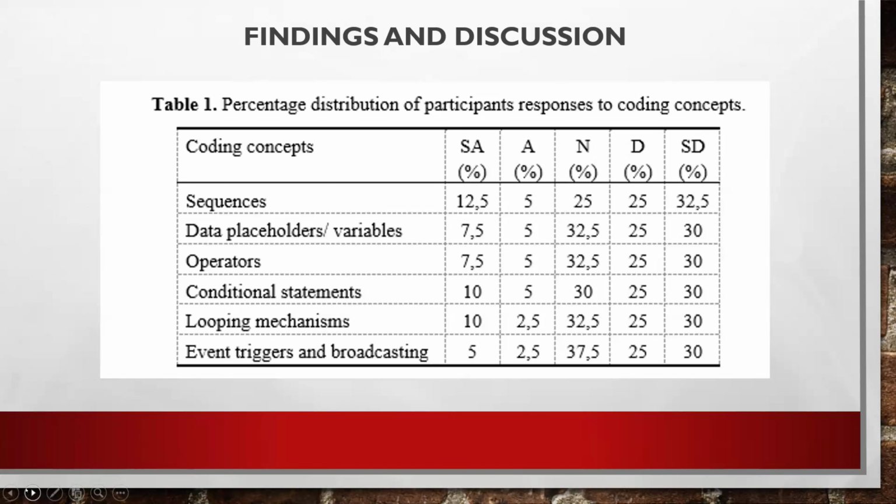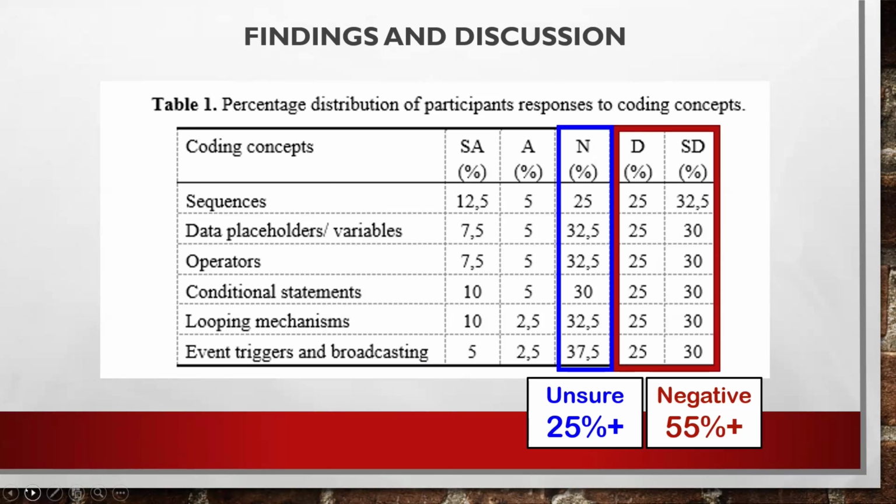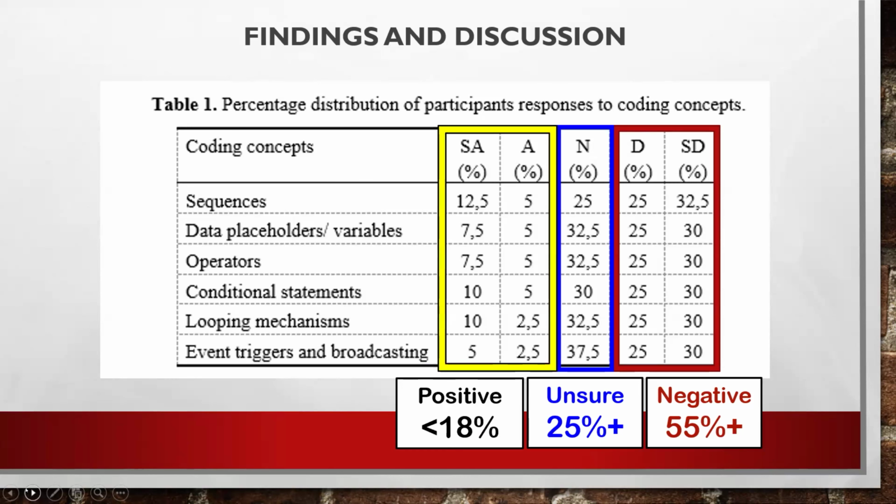Teachers were prompted on the adequacy of support received from the South African Department of Basic Education, or DBE, to teach coding concepts using the coding and robotics curriculum. 25% of the teachers indicated that they were unsure, while a fair percentage of over 55% disagreed that they received adequate support. These two groups together make up 80% of the sample, with less than 18% being positive.